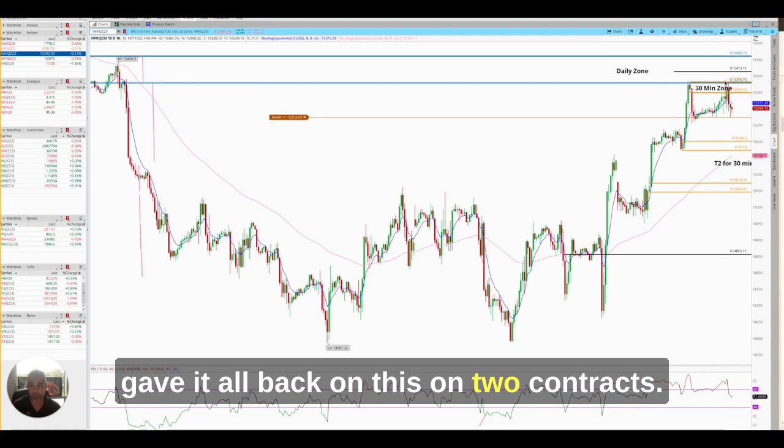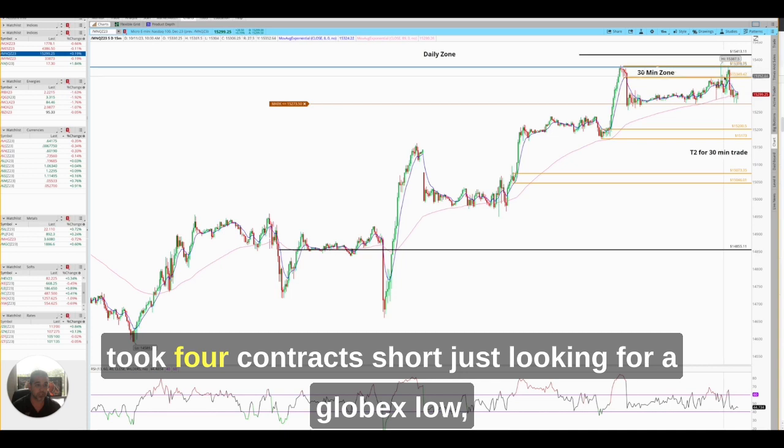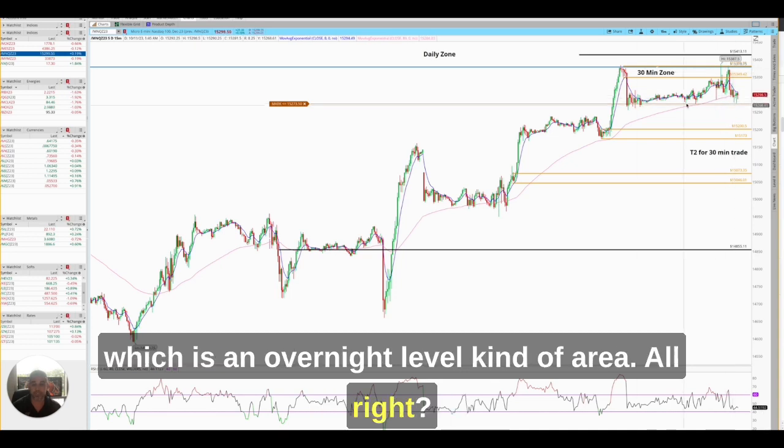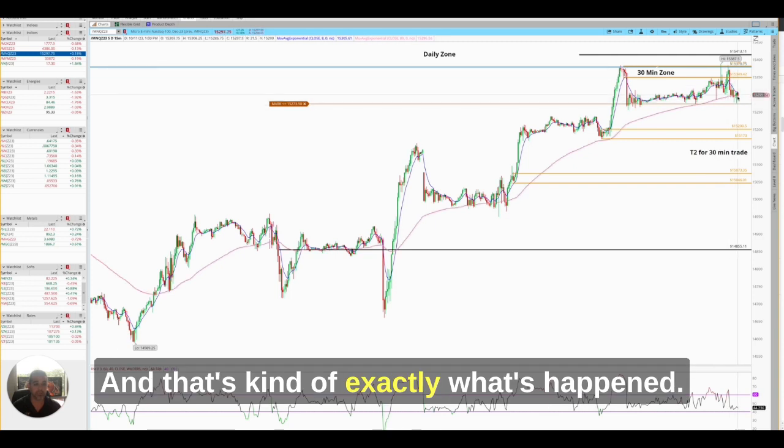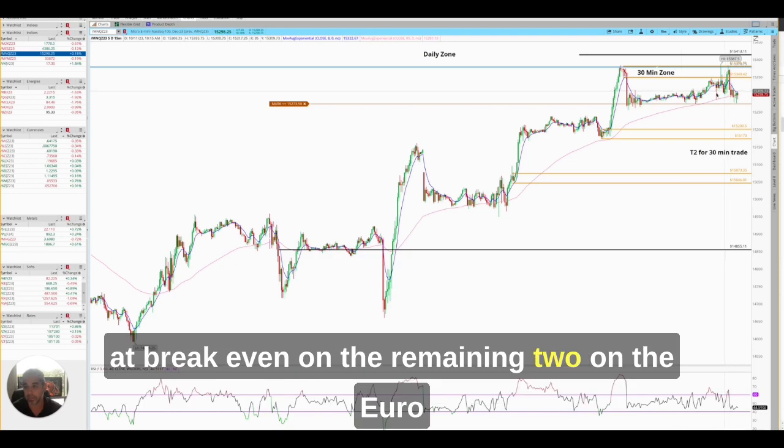on this, on 2 contracts. So what I did here on the 30 was I took 4 contracts short, just looking for a Globex low, which is an overnight level kind of area, all right? And that's kind of exactly what's happened. So I got out there, and we got stopped out at break even on the remaining 2.